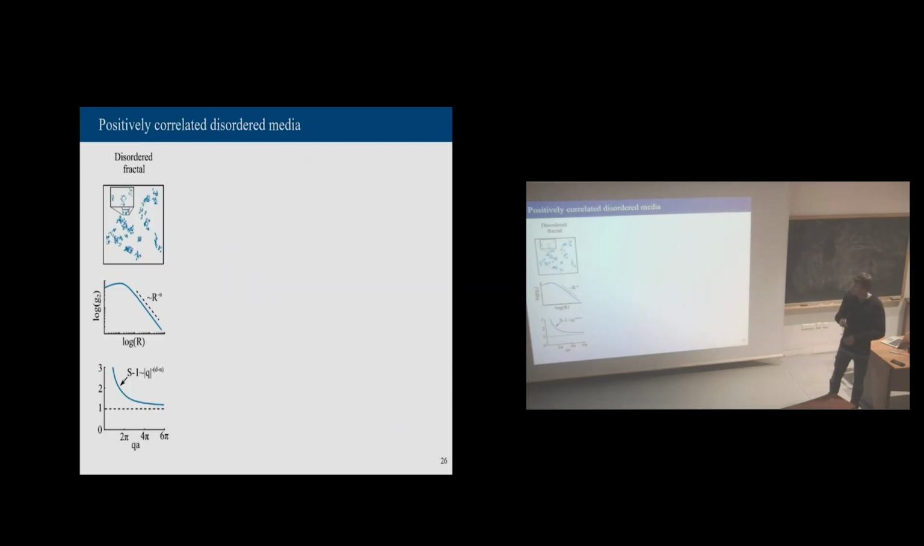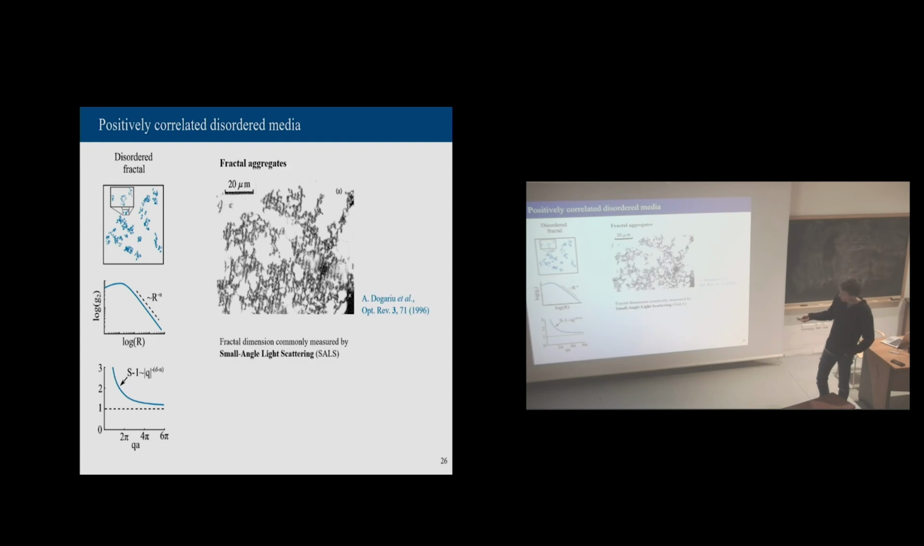The second class of structures that is interesting is the positively correlated disordered media. One example is a disordered fractal. Here you can see on the pair correlation function that you have some power law scaling where the exponent depends on the fractal dimension of the structure. And you have the same, of course, for the structure factor. This is, of course, well known, and people have studied fractal aggregates, for instance, and made measurements of small angle light scattering to deduce the fractal dimension of a fractal aggregate.